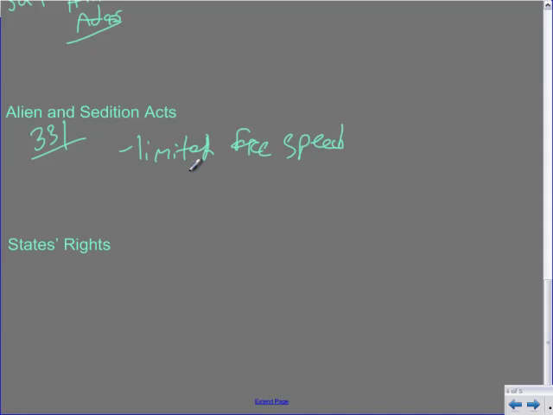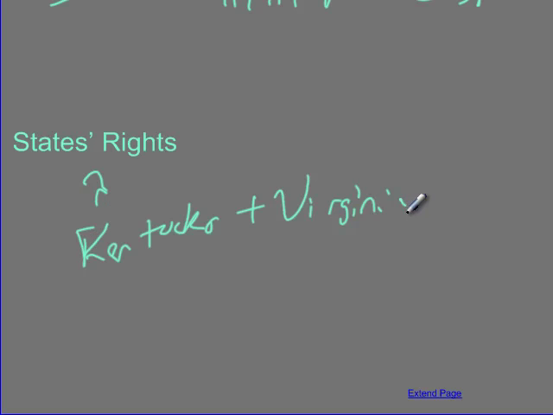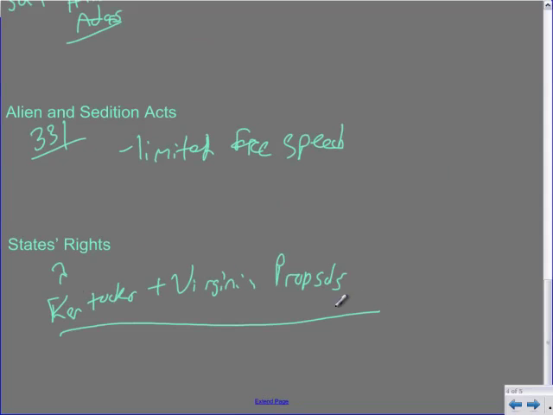Jefferson and Madison want to get rid of the Alien and Sedition Acts, so they put forward this idea of states' rights, and they put this idea forward in the Kentucky and Virginia proposals. In the Kentucky and Virginia proposals, they say that the state has the right to nullify, or get rid of, an act of the federal government, and that's where we first see these things.